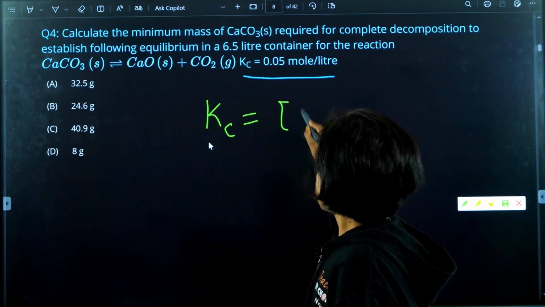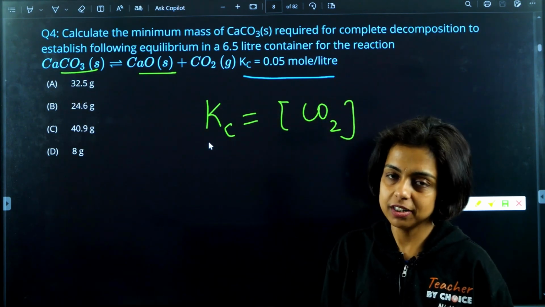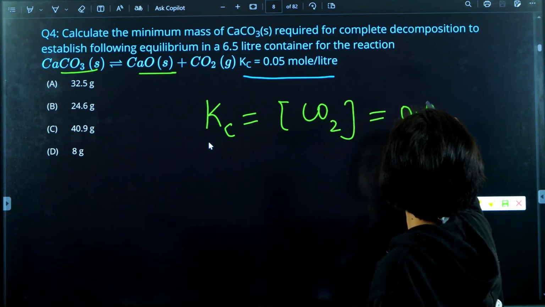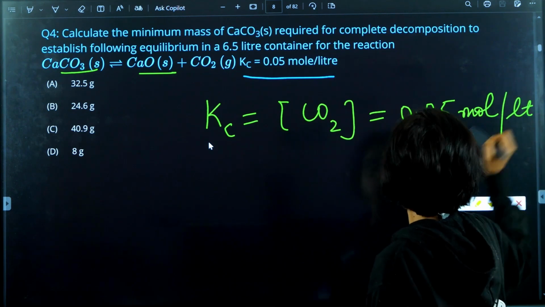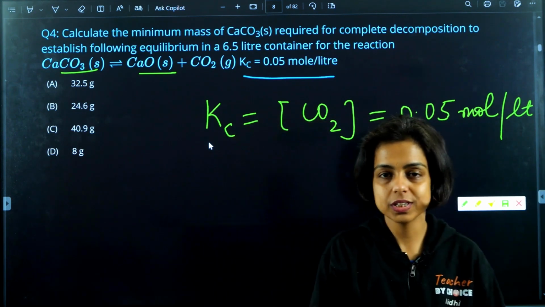Kc is equal to the concentration of CO2 at equilibrium, because CaO and CaCO3 are both solids. Their concentrations are taken to be unity. So whatever the value of Kc is, that is the concentration of CO2 at equilibrium. So 0.05 moles per liter of CO2 is at equilibrium.